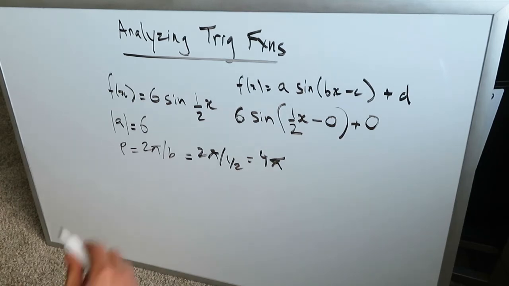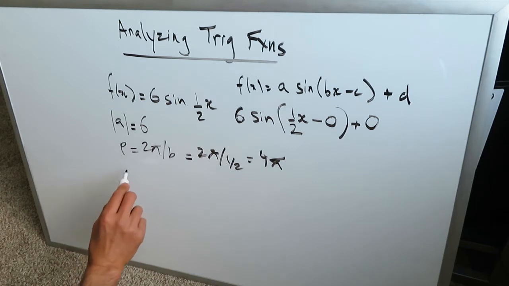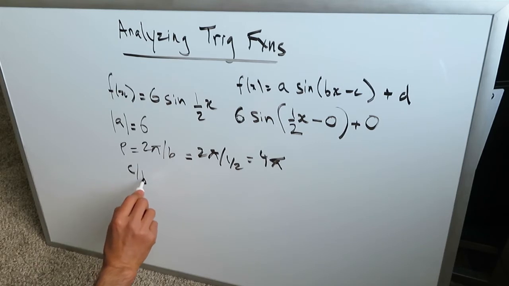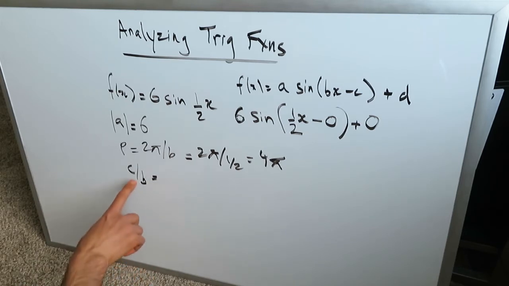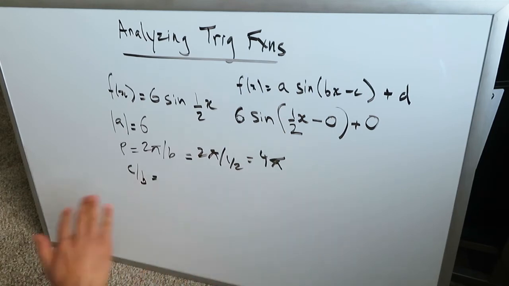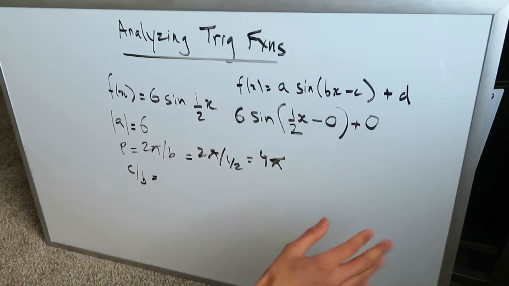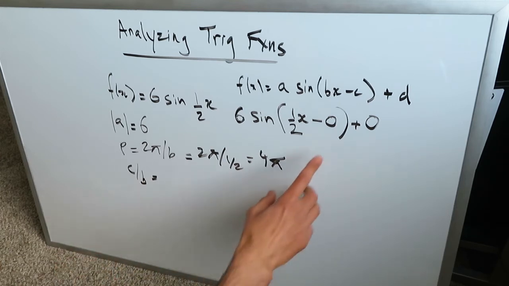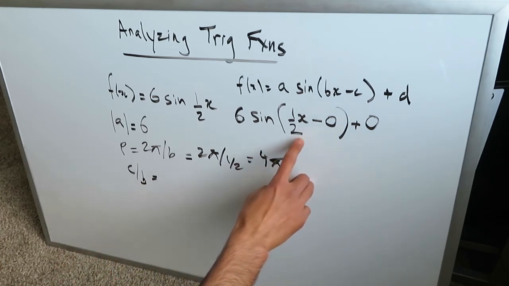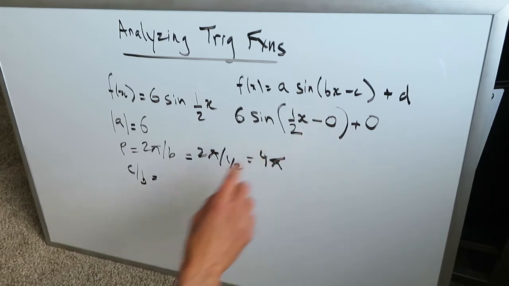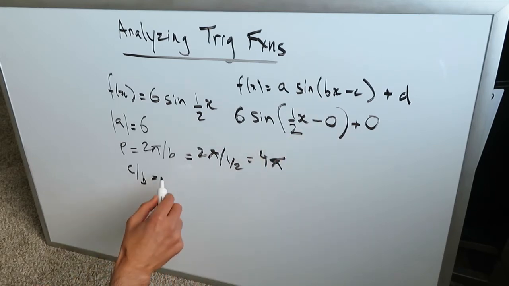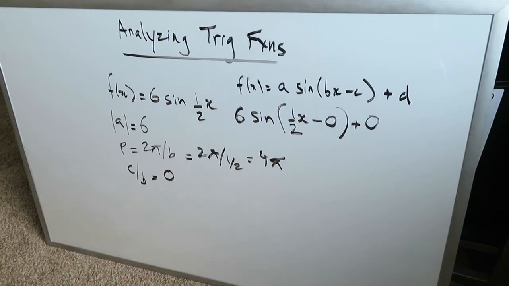Let's look at phase shift. Phase shift, as I mentioned earlier, is C over B. Look at the C and look at the B. Remember, C over B, the phase shift, represents whether your sine function has moved in either direction about the origin. Has it shifted to the right, has it shifted to the left? C is 0, B is a half. 0 divided by a half is 0. So there is no phase shift over here. No phase shift at all.